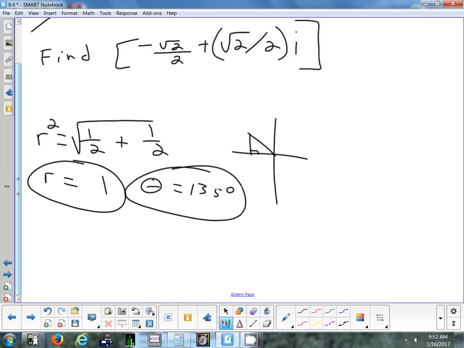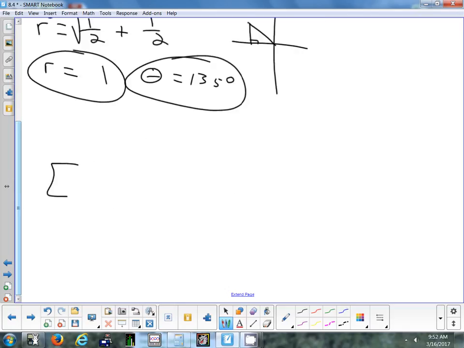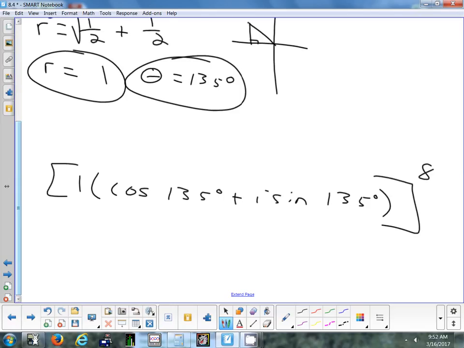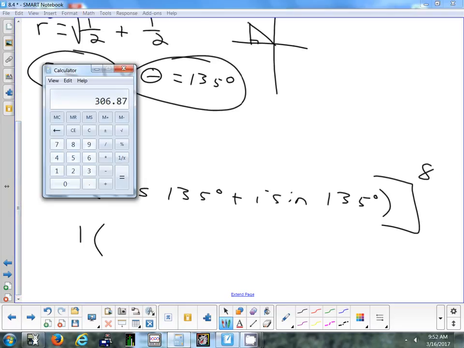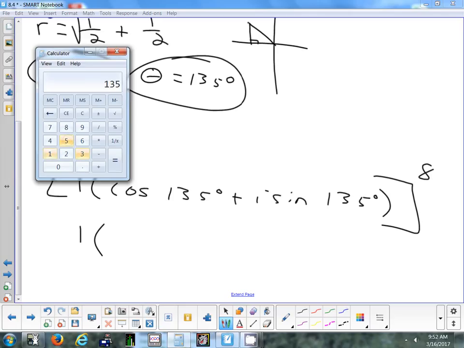All right, so now I can write my answer. I don't need the 1. It's not necessary. And we're raising that to the 8th power. So what's my radius going to be? 1. It's 1 to the 8th power, it's 1. And what's the calculation for my angle? Yeah, it's 8 times the angle, so really it's 1,080.